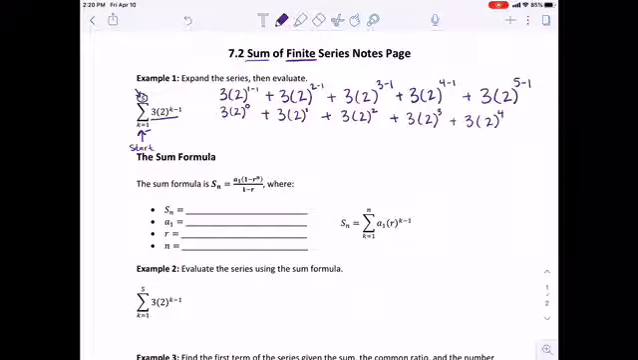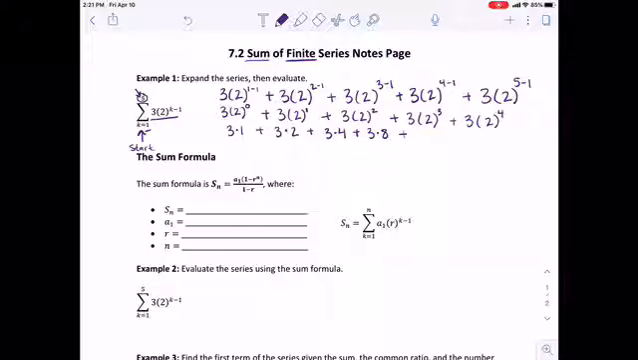Alright, well if I worry about those powers, in this first term I know that 2 to the 0 power is 1, so this is actually 3 times 1. Plus 2 to the first power is 2, so this is 3 times 2. Plus 2 to the second power is 4, so 3 times 4. Plus 2 to the third power is 8, so 3 times 8. Plus 2 to the fourth power is 16, so 3 times 16.